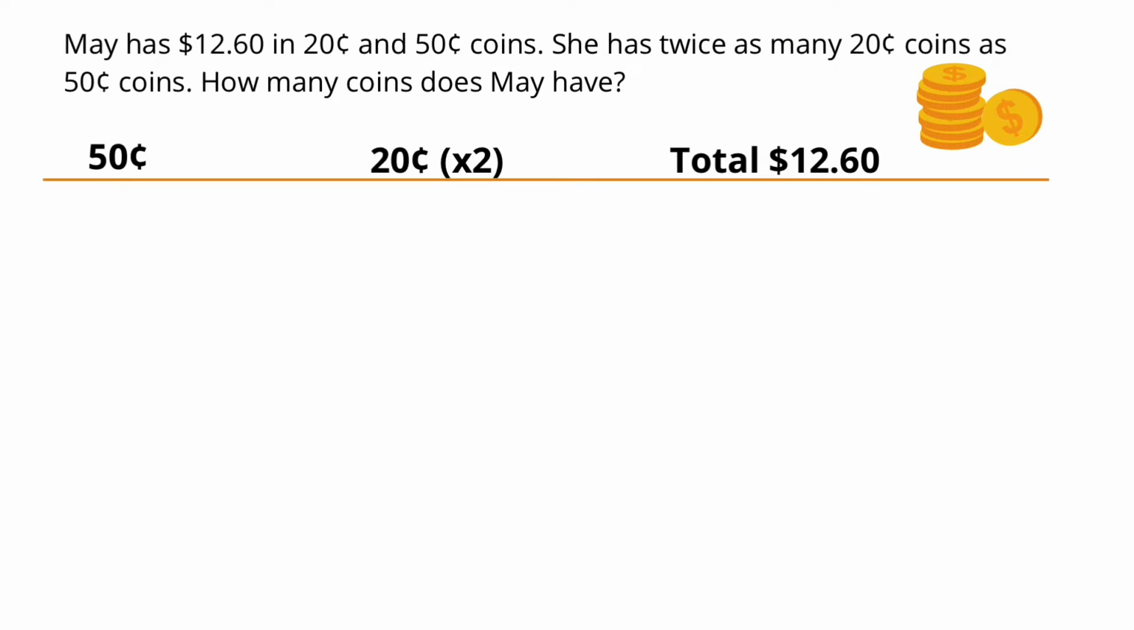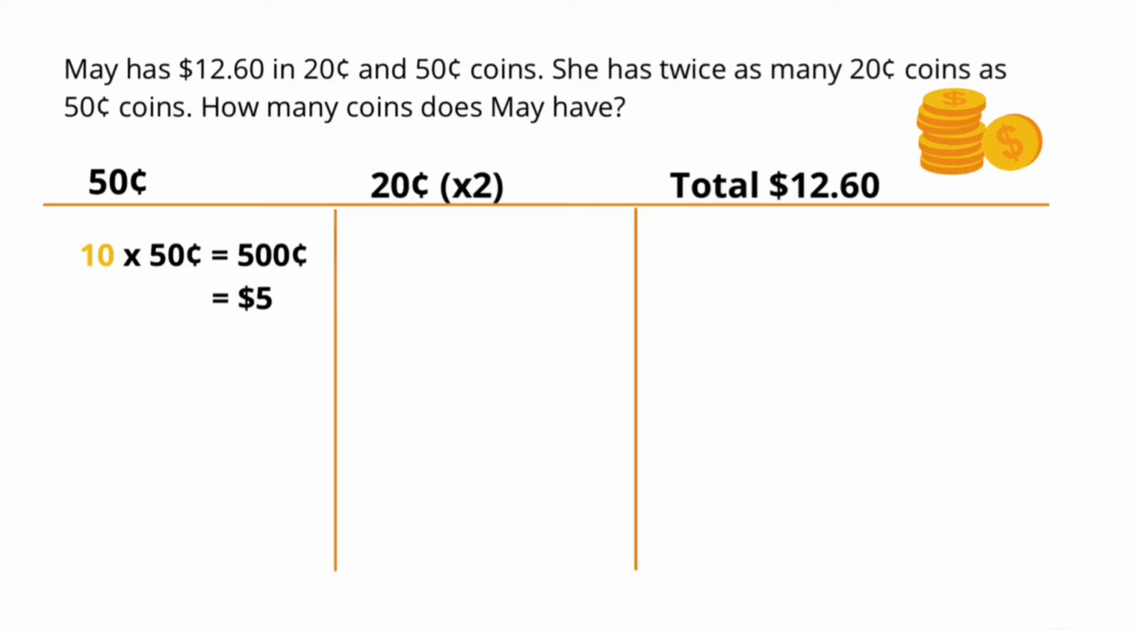Alright? Now, let's make our first guess. What number should we take? I like 10, okay? Why not we start with 10? 10 times 50 cents equals 500 cents. Okay, remember 100 cents equals $1. So 500 cents equals $5. If there are 10 50-cent coins, then how many 20-cent coins are there?